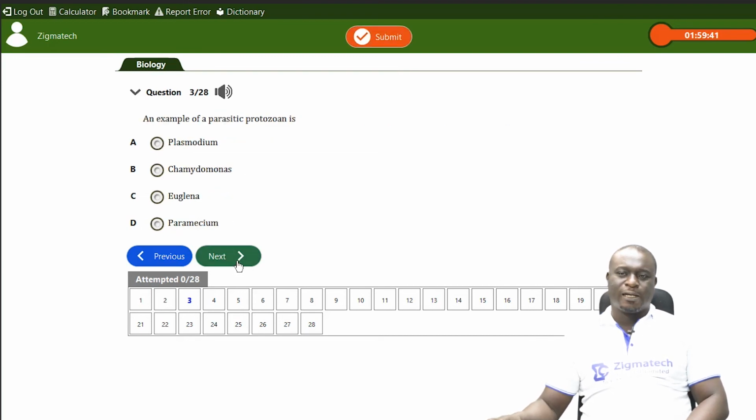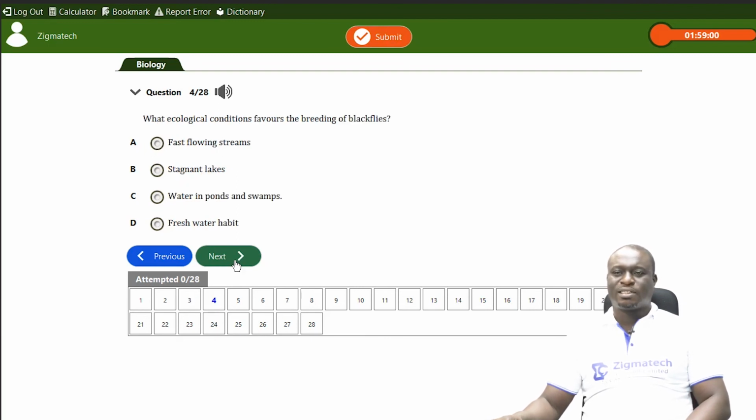Let's take a look at question 3. An example of a parasitic protozoa. A, is it Plasmodium? B, is it Chlamydomonas? C, is it Euglena? D, is it Paramecium? Now, Paramecium is not parasitic. Euglena is not parasitic. They are all free-living. Chlamydomonas is also not parasitic, it's free-living. And Chlamydomonas is not a protozoa, but a protophyta. The correct answer is A, Plasmodium, which is a parasitic protozoa.